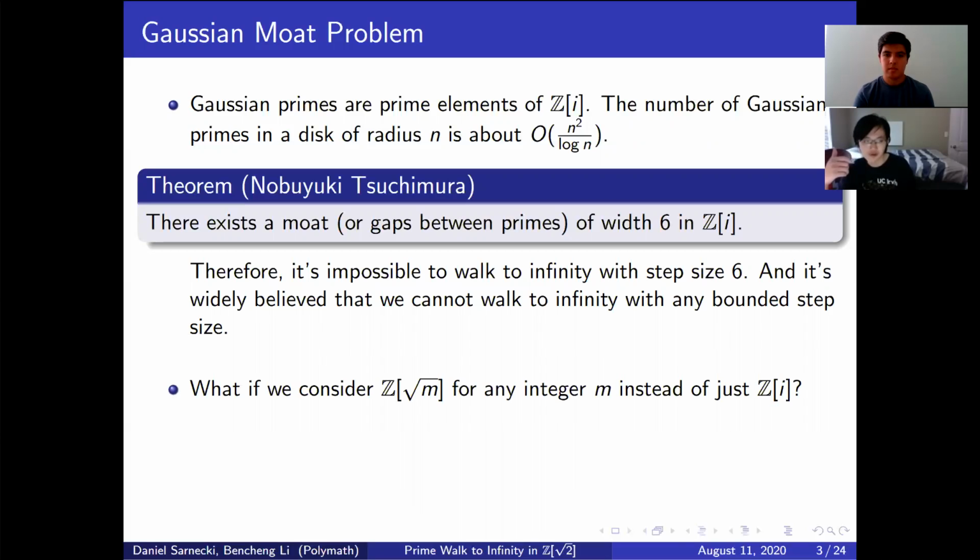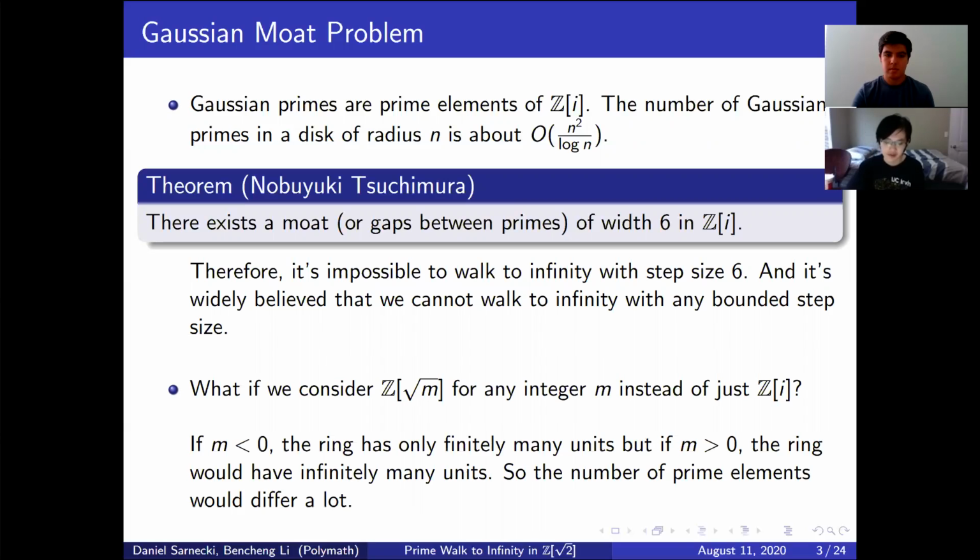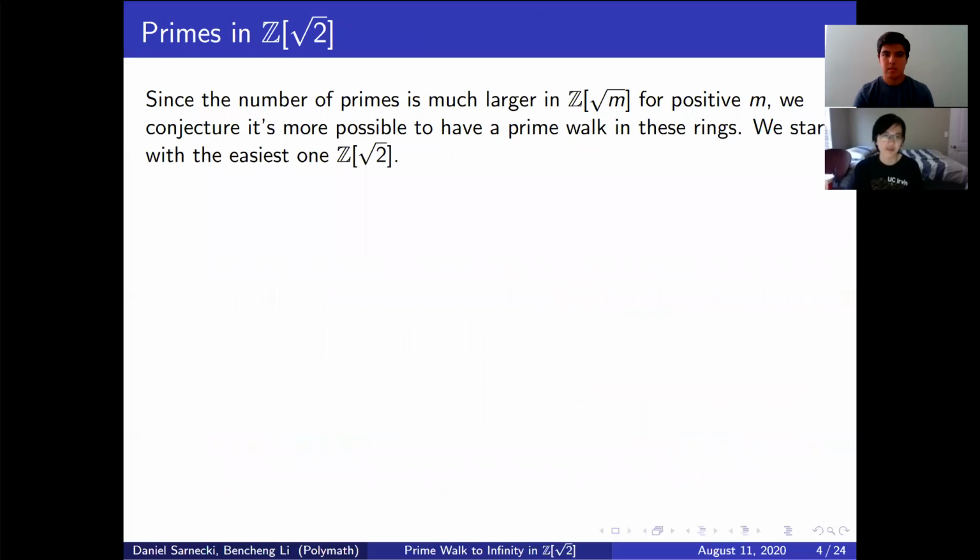So we started to think about whether we can make it in other rings, say Z[√n] for any integer n. A simple observation is that for negative n, the ring has only finitely many units, like Z[i]. But if n is positive, then the ring has infinitely many units, just like the case in Z[√2], where any power of 1 plus root 2 is a unit.